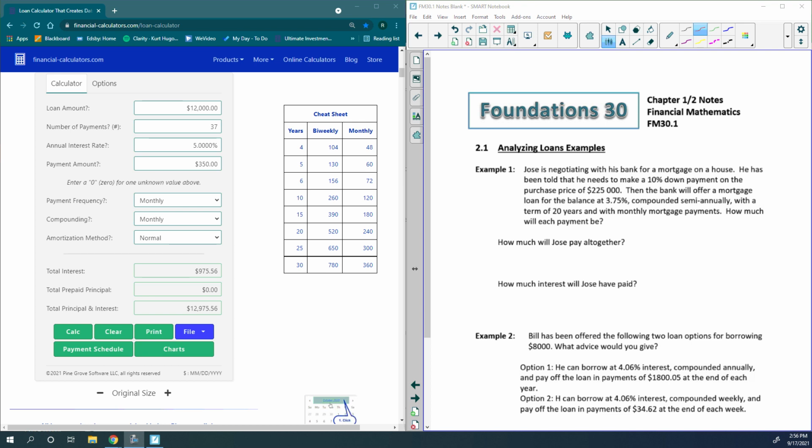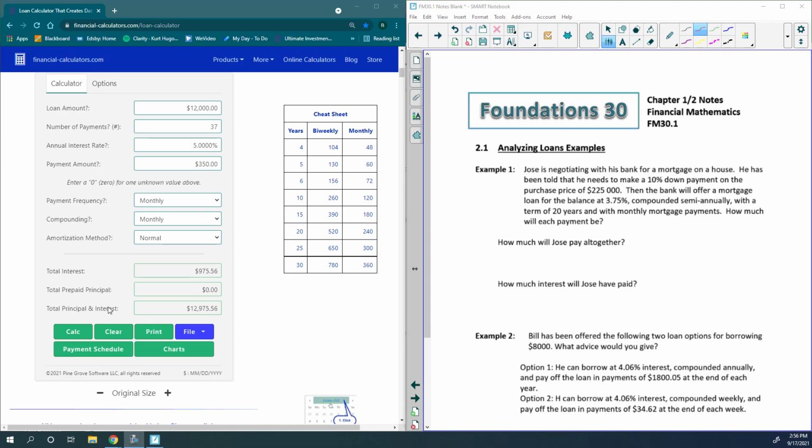For this lesson, we are looking at 2.1, analyzing loans, focusing on examples. And so for our first example here, we have Josh negotiating with his bank for a mortgage on a house. He has been told that he needs to make a 10% down payment on the purchase price of $225,000.